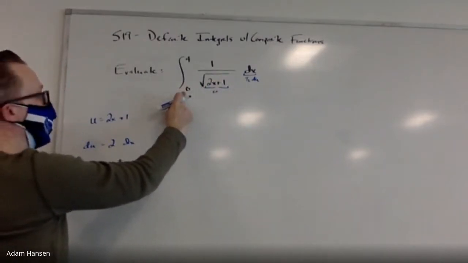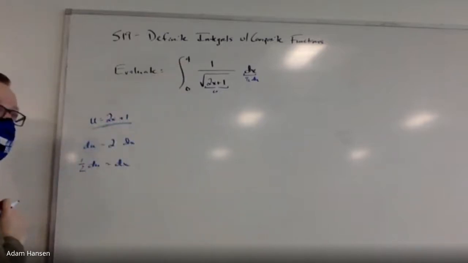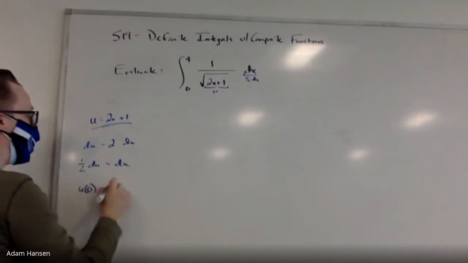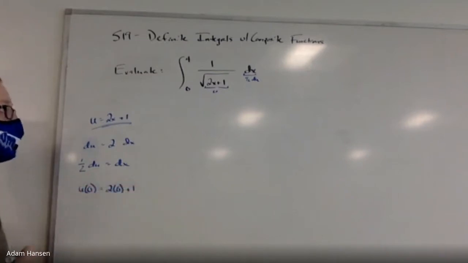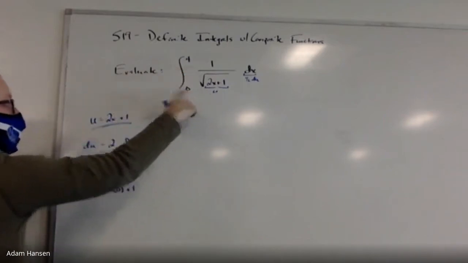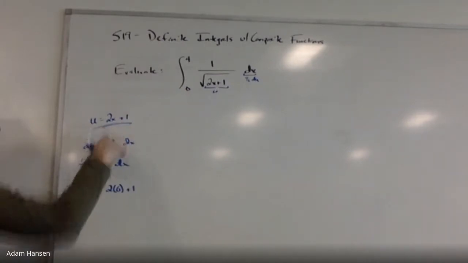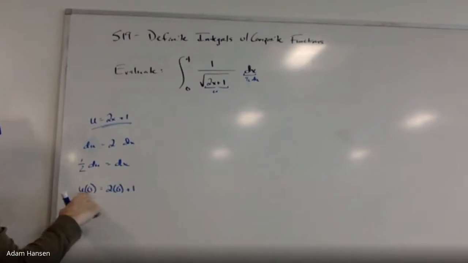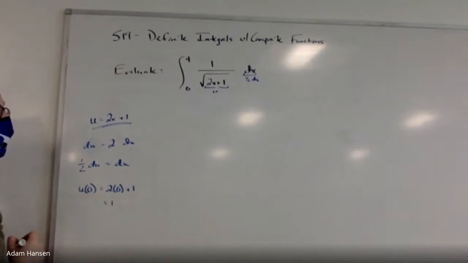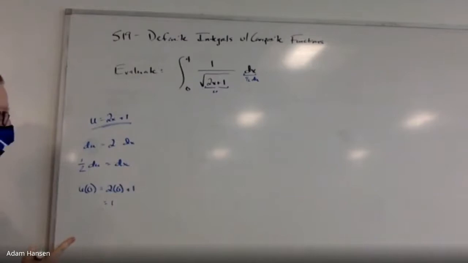So to put them in terms of u, we're going to substitute 0 and 4 into our u substitution as well. I'm going to change the upper bound and lower bound to be in terms of u by substituting those values into our u substitution of u equals 2x plus 1. So when x is 0, u of 0 is equal to 2 times 0 plus 1, which is 1. My new lower bound is 1 when I change it to be in terms of u.